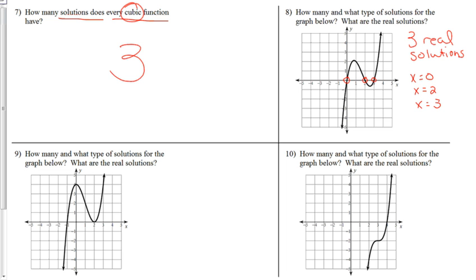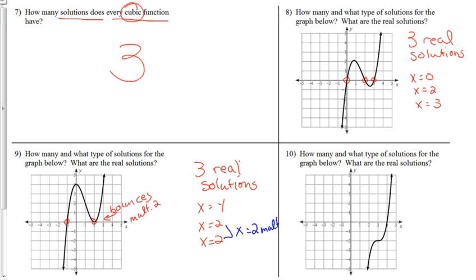And number 9 looks a little different. There's still going to be 3 solutions. In fact, since this one bounces off the x-axis, that means that that one has a multiplicity of 2. So this one also has 3 real solutions. And they are x equals negative 1 and x equals 2, and that actually happens twice. So I give a little leeway. You can write it twice if you wish. You could have said, instead of writing it twice, 2 with a multiplicity of 2. That works too.